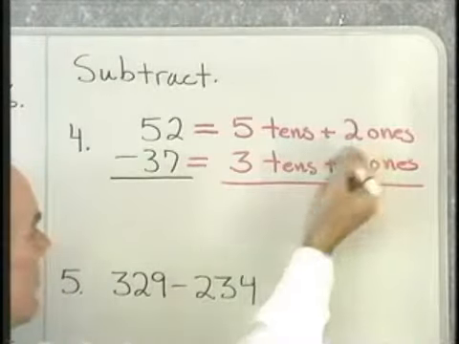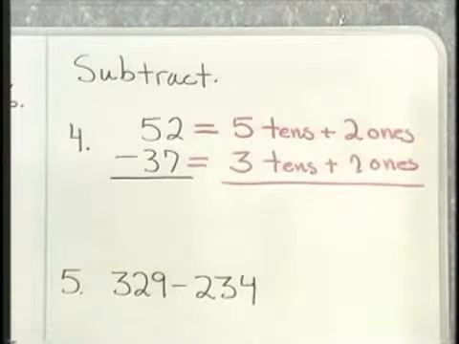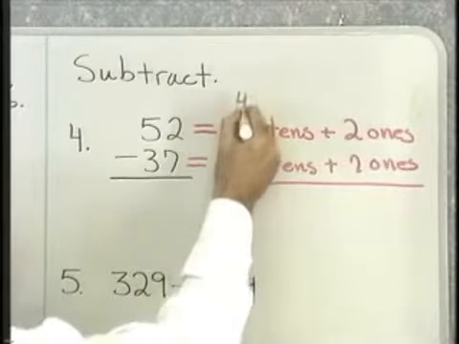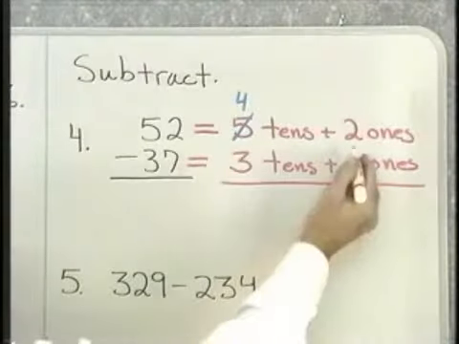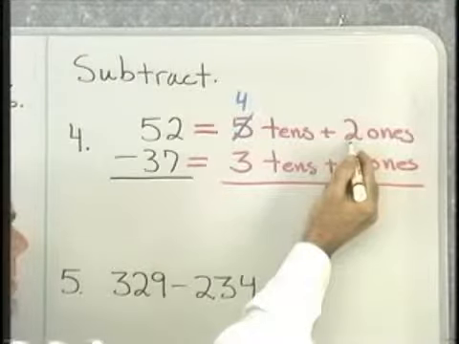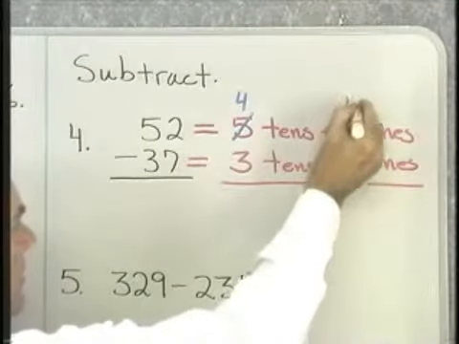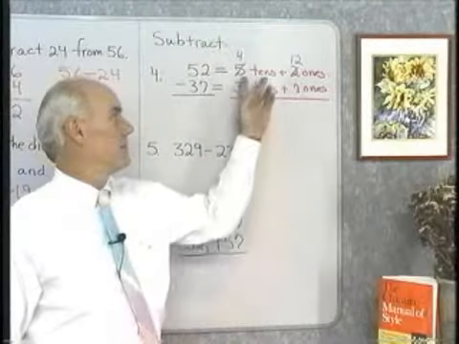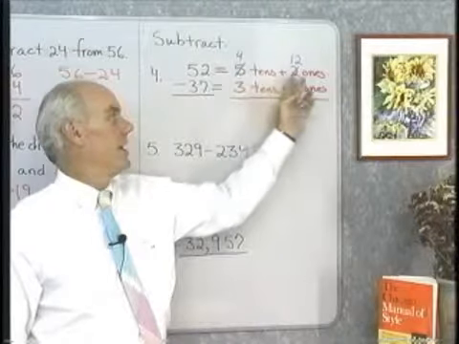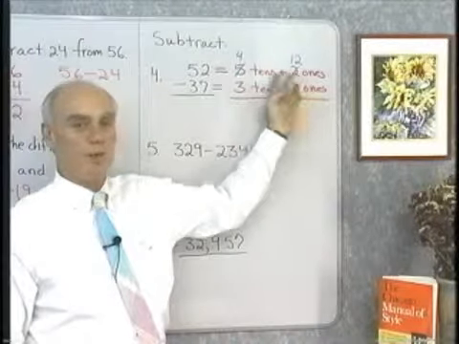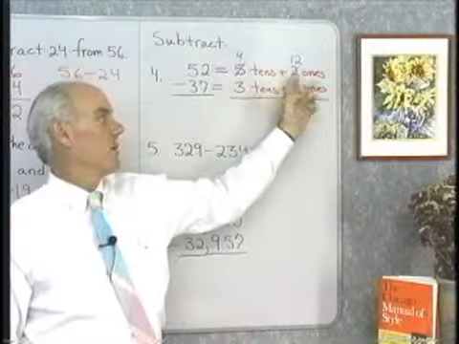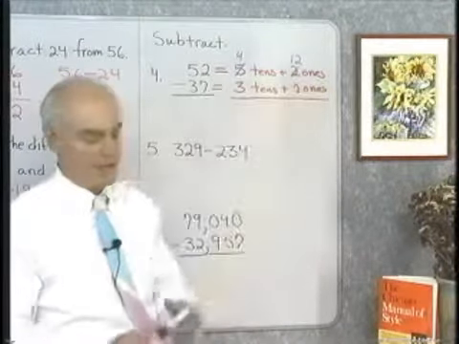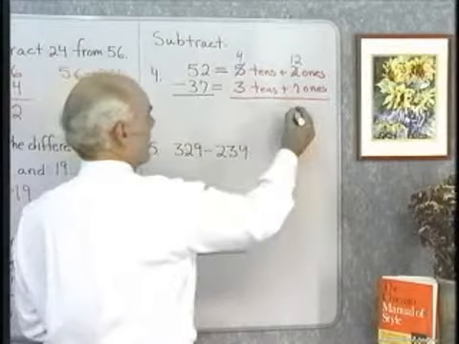7 ones from 2 ones. I can't do that. So what I do instead is I'll go over to my 5 tens and I'll take one of those tens and rewrite it over here as 10 ones, plus the 2 ones I already have gives me 12 ones. So I borrow one of the tens from the 5 tens that I have and write it over here with the ones. So I borrow a 10, I write it as 10 ones, plus the 2 ones I already have, that's 12 ones. Now, 7 from 12 is a problem that I can do. So when I do that subtraction, I end up with 5 ones.